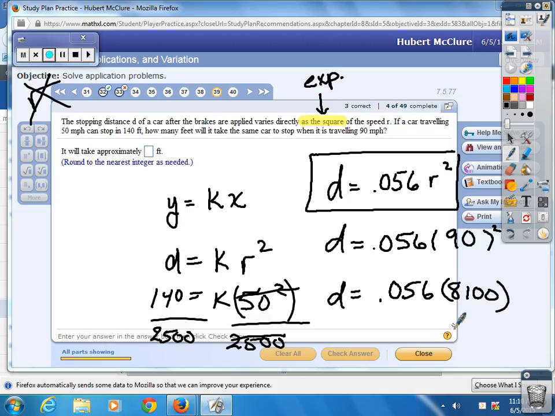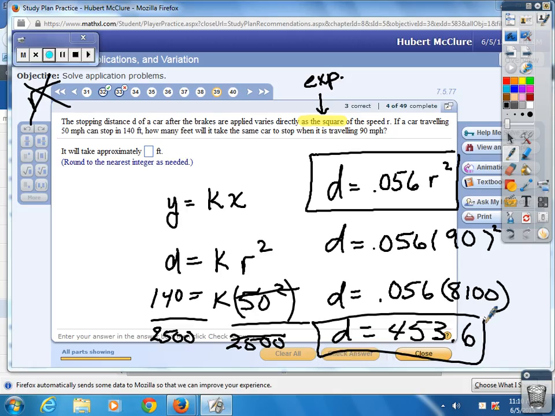Going 90 miles an hour, what does it come out to be? D is equal to 400 and what? 453.6. So it's going to take you 454 feet to stop that car. So, does the size matter? Yes. That's why they give you the car. They don't say what kind of car it is.